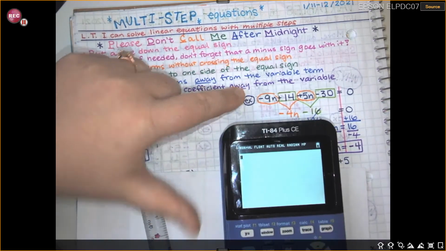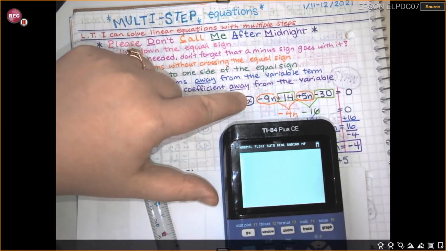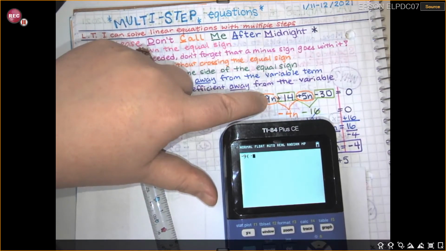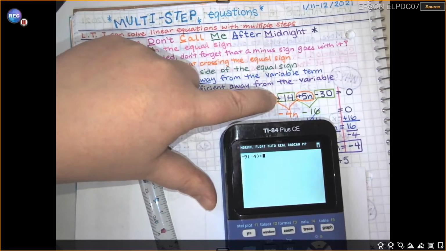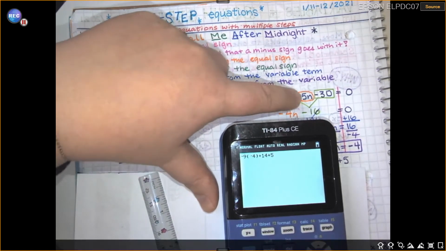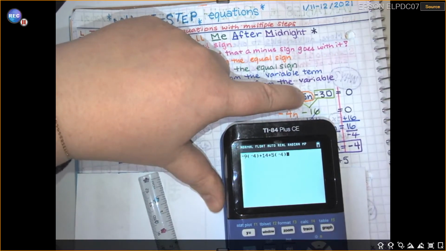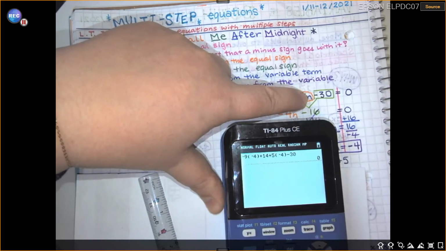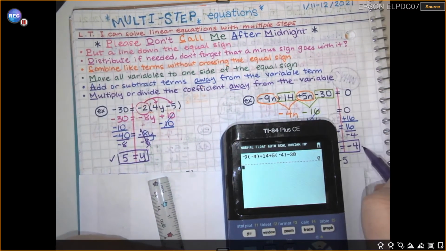Again, I want to check it by putting it back in. There's nothing to plug in on this side, so we'll just stick to this side. So we have -9, and then instead of n, we're going to do -4. Remember, you're using the negative button at the bottom. Plus 14, plus 5, and replace that n with parentheses, -4, and then minus 30. And if all is correct, boom, we get 0. So that is the correct solution.